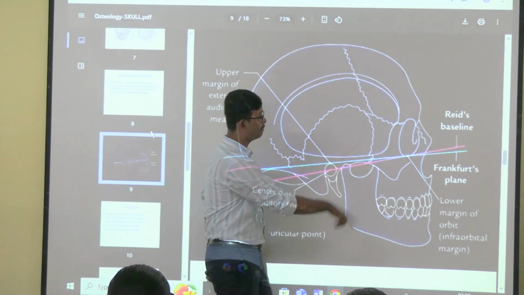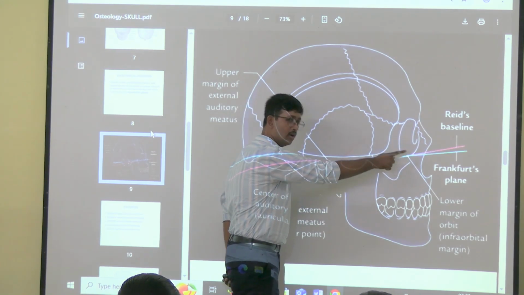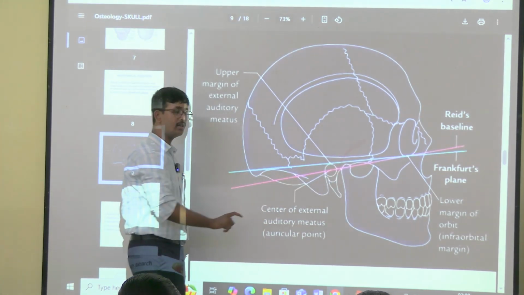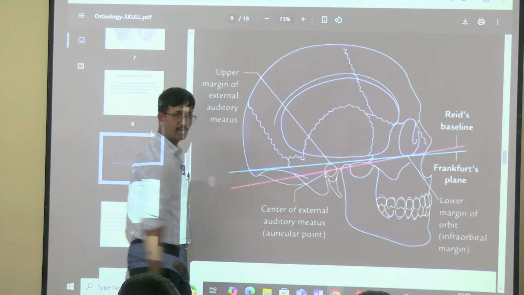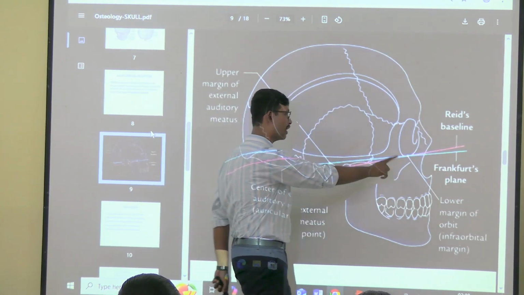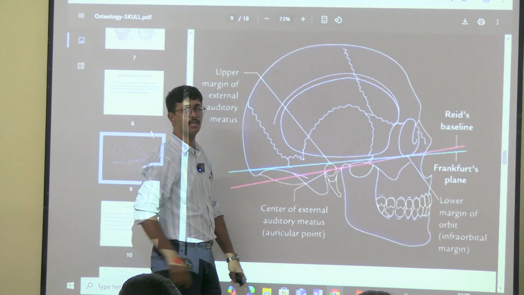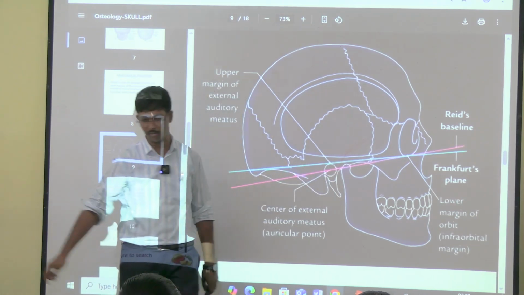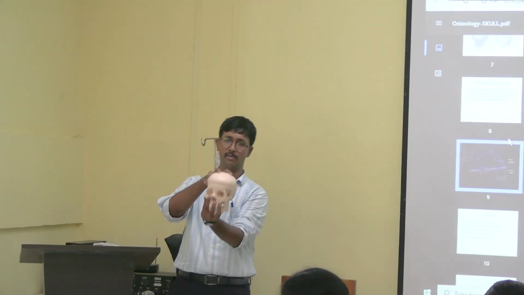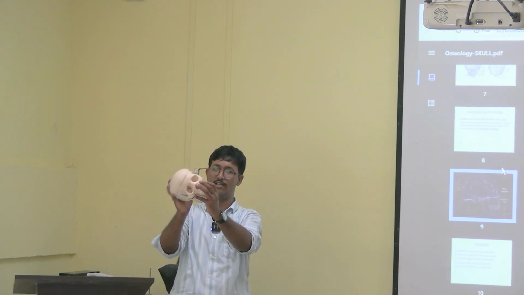If the line passes through the lower part of your eye socket, the infraorbital part, and passes through the upper part of your ear canal, then this is your Frankfurt's line. Another imaginary line is Reid's baseline, which passes through the lower part of your eye socket or orbit and through the middle part of your ear canal. This red line is known as Reid's line. Basically, the skull has to be held like this in simple terms. The eye socket should be facing forwards, not like this, not like this.